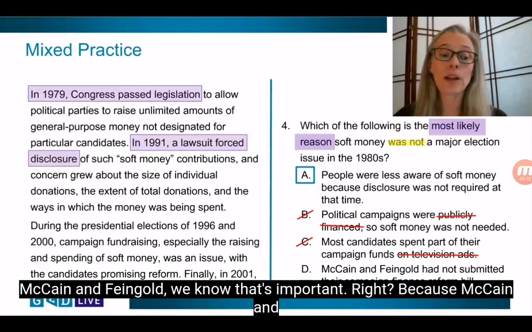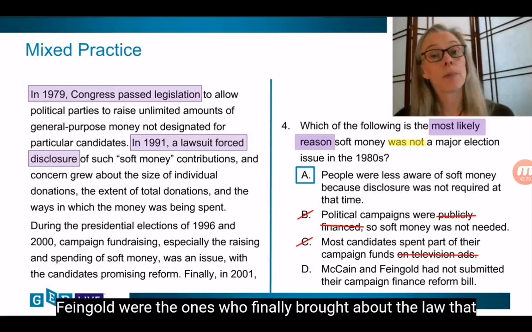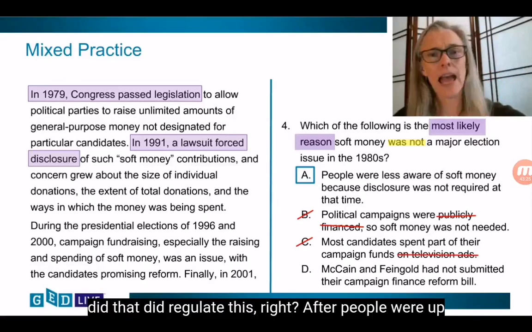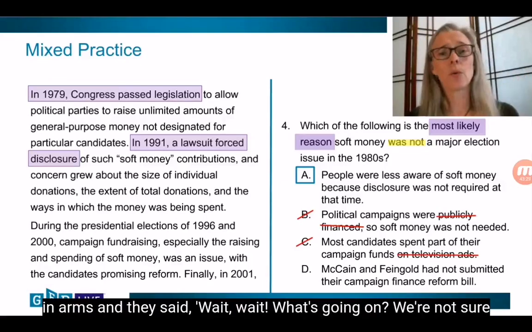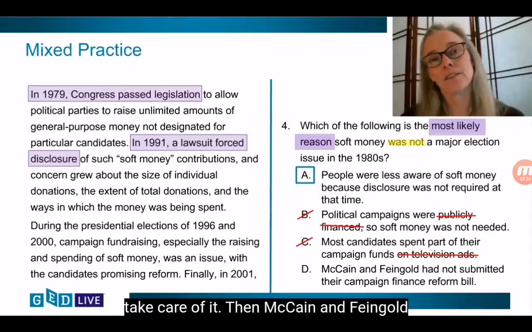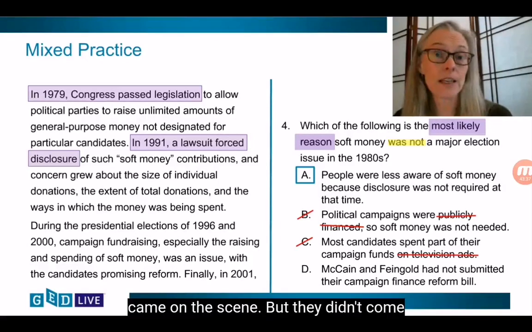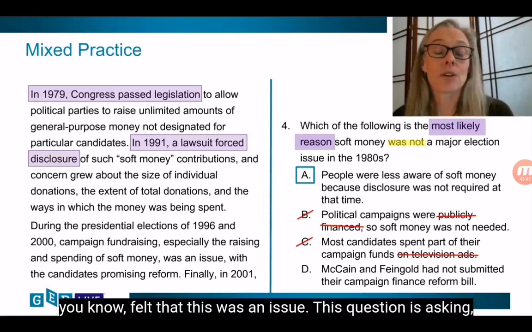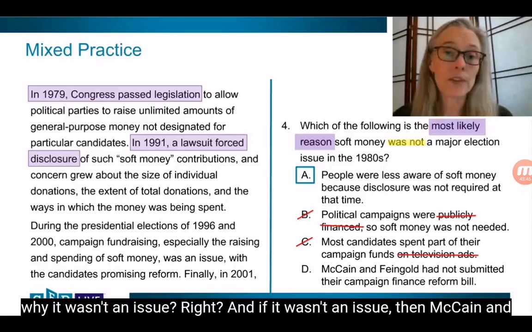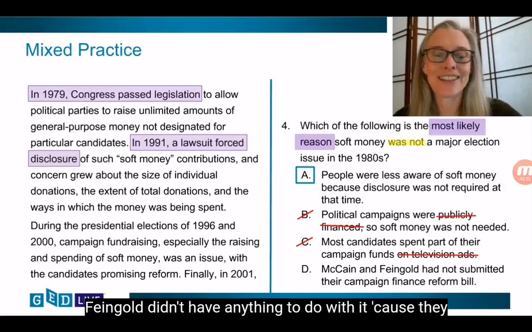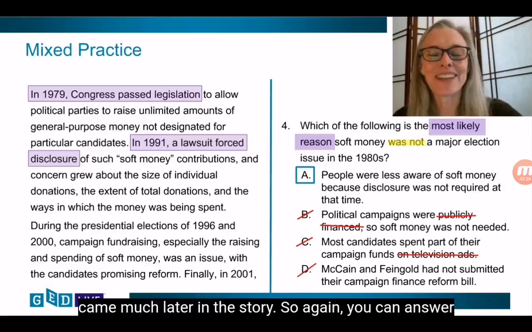McCain and Feingold, we know that's important, right? Because McCain and Feingold were the ones who finally brought about the law that did regulate this, right? After people were up in arms and they said, wait, what's going on? We're not sure we like this. And all the politicians said, don't worry, we'll take care of it. Then McCain and Feingold came on the scene. But they didn't come on the scene until after people felt that this was an issue. This question is asking why it wasn't an issue, right? And if it wasn't an issue, then McCain and Feingold didn't have anything to do with it because they came much later in the story.